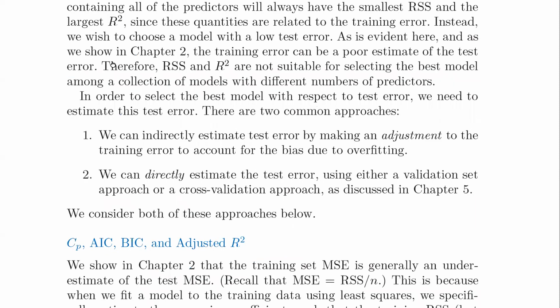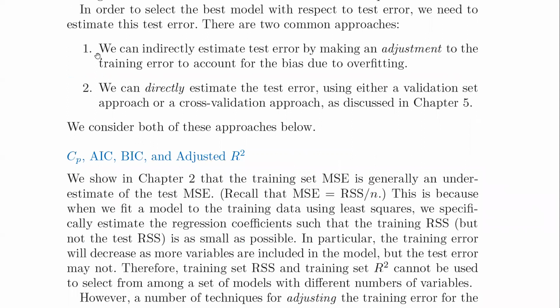And this is what the book goes on to say when reading this bullet point. We can indirectly estimate test error by making an adjustment to the training error to account for the bias due to overfitting. Or else you could do it directly by using some kind of cross-validation, as what we had in the previous chapter.